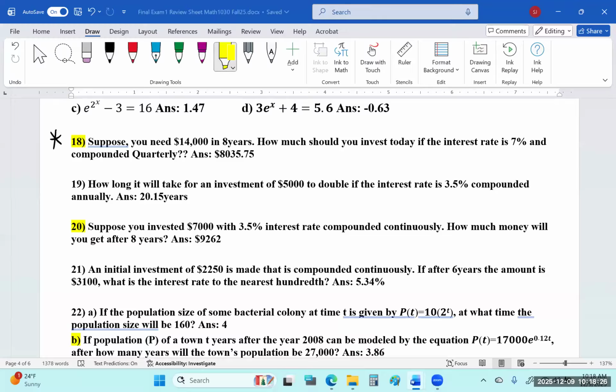So money has many different scenarios. For example, here you are looking for how much you have to invest today, meaning P. In the next one, you're looking for how long it will take, meaning T. How much money you'll get in the future, so A. And then you're finding the interest rate, which is R. So one of these scenarios will always come. Which one? I don't know.